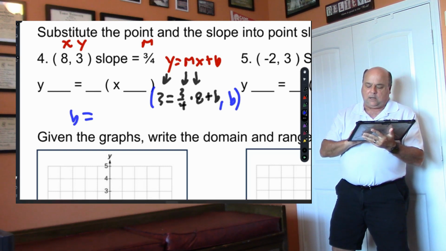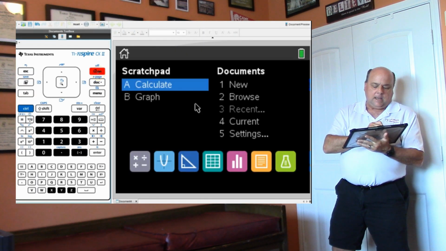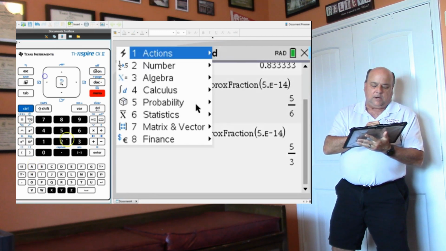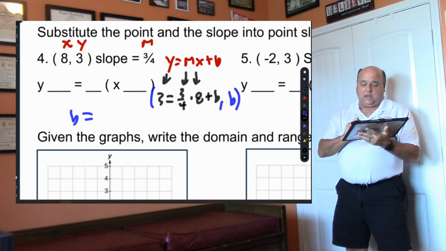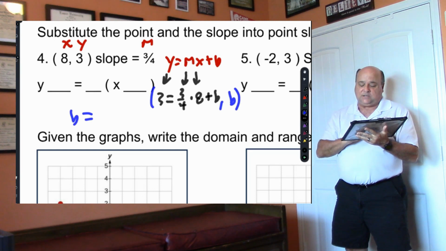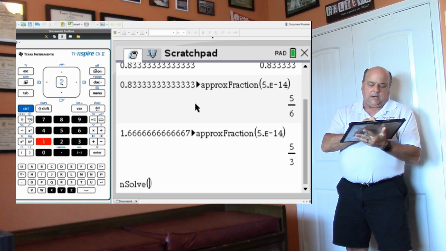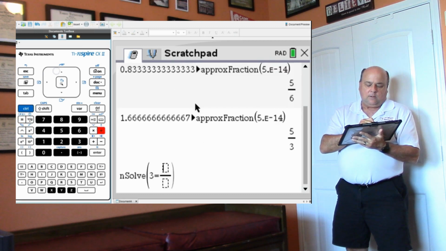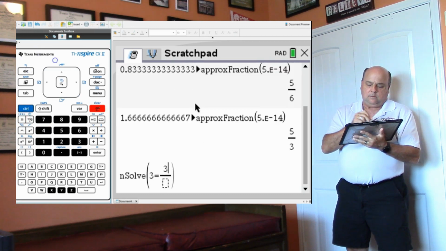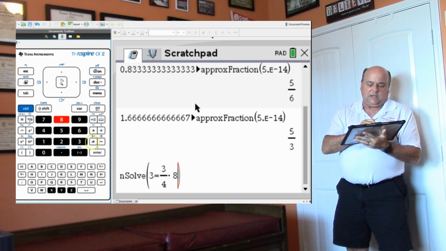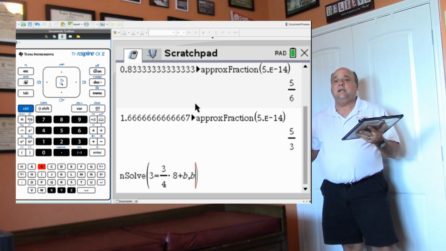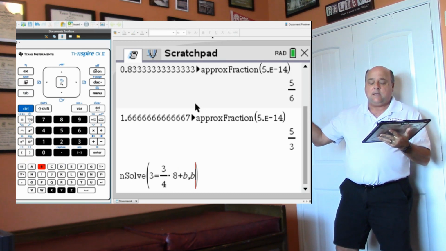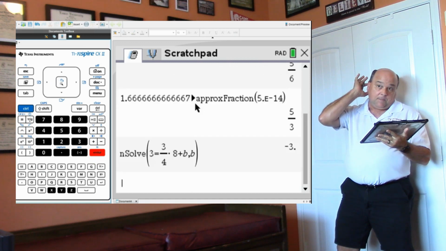Okay? So I'm going to go to the calculator. I'm going to hit home. I'm going to hit calculate. And then I'm going to hit menu 3, 1. Now I need to put my equation in. So I'm going to go to the paper and get the equation. 3 equals 3/4 times 8. So I can remember that. So 3 equals, control divide, 3 down 4. And then times 8 plus b, comma b. So this is what I need to type into nsolve. So it's 3 equals 3/4 times 8 plus b, comma b, hit enter, and the b is -3.